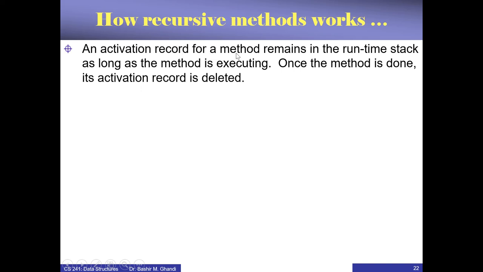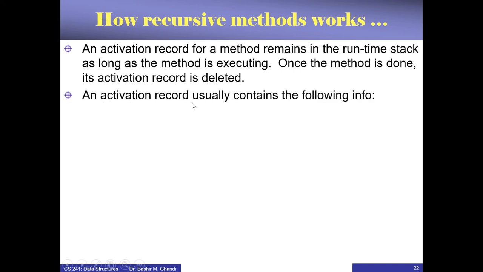Now, an activation record for a method remains in the runtime stack for as long as the method is executing. Once a method is done, its activation record is going to be deleted. So for example, we say main calls A, A calls B, and B calls C. So far we have four activation records in the runtime stack: one for main, one for A, one for B, one for C. All of them are still active. But after finishing method C, the activation record for C is going to be deleted. We're going to go back to method B. After finishing with method B, the activation record for method B is going to be deleted, like that. So this is the idea.